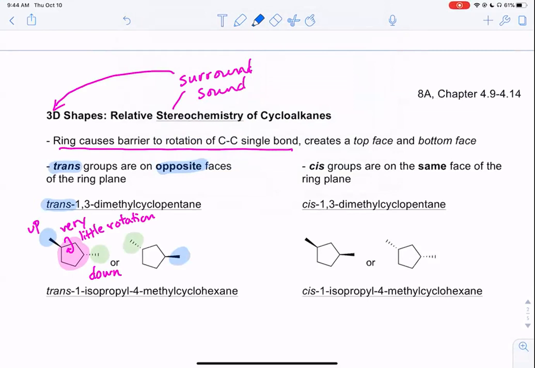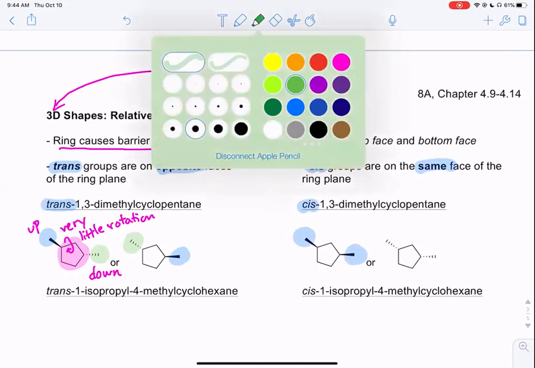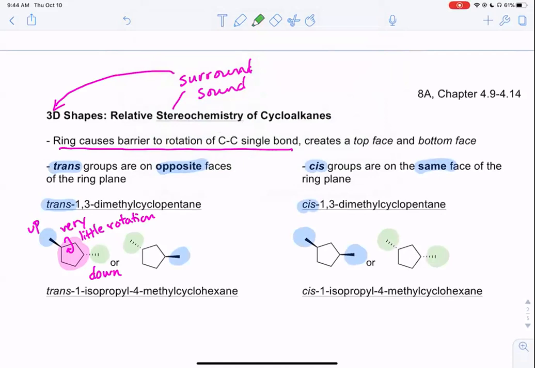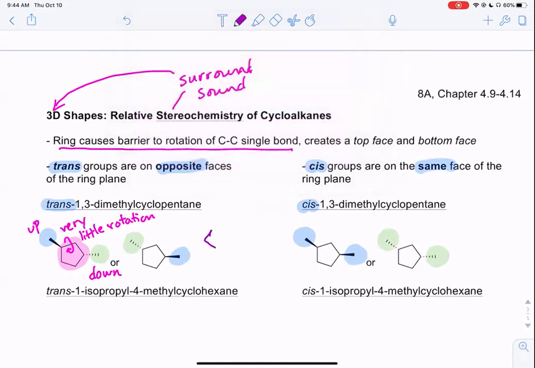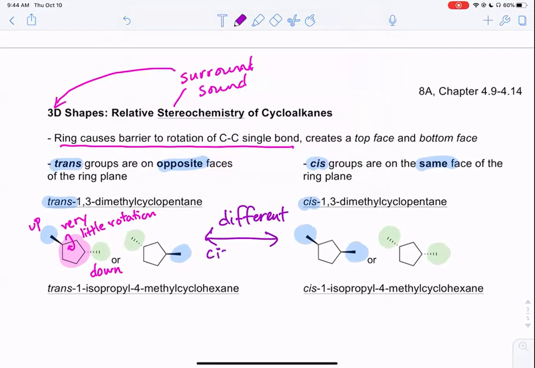If they're on the same side, then here we have these two groups that are either both pointing up or they're both pointing back. So that's kind of the idea, and these you can't switch one into the other. So these are actually different molecules, right? So these are very different molecules. We would call them stereoisomers, or we would call them simpler cis-trans isomers. Okay, these are not the same compound. You can't convert one into the other.